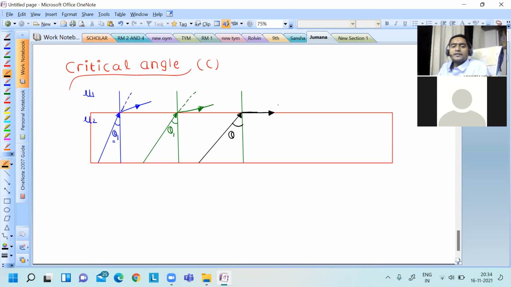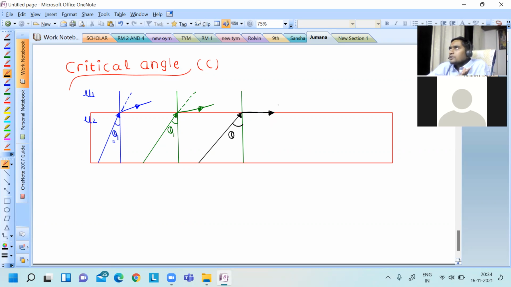Light is just parallel to the surface. It is also called grazing. Whenever we are moving parallel to any surface, it is also called a grazing effect. There are so many new words. In total internal reflection and all that, we will learn.